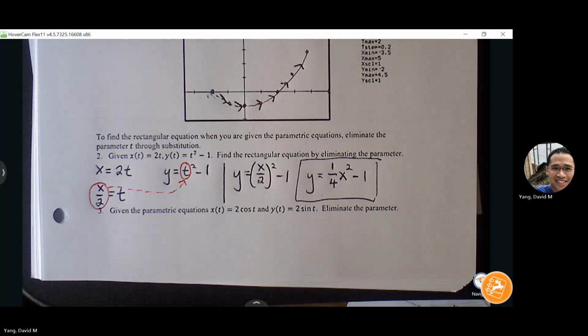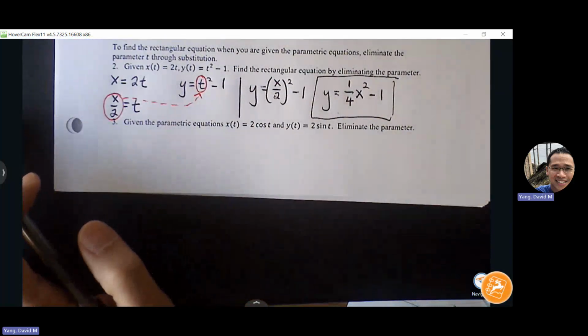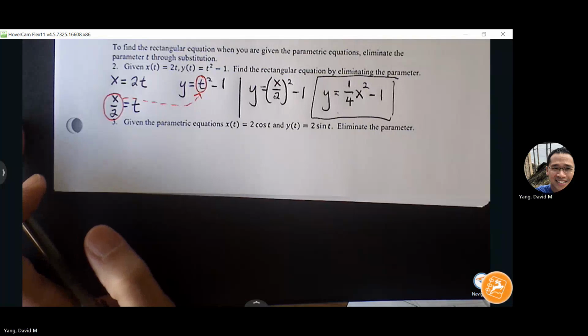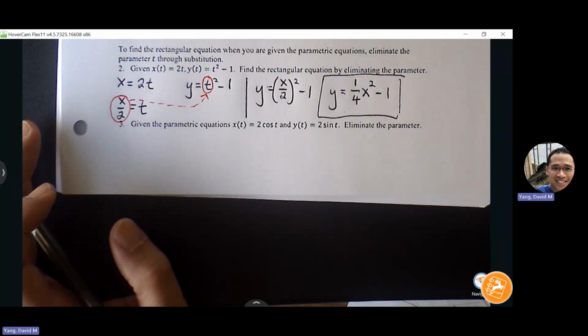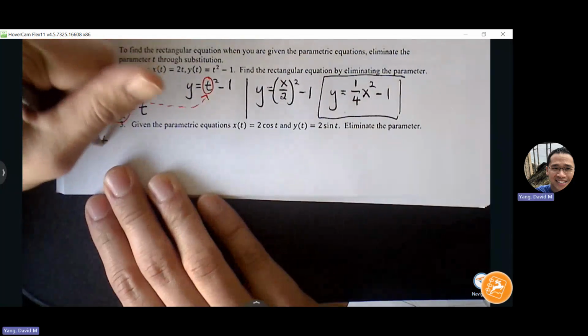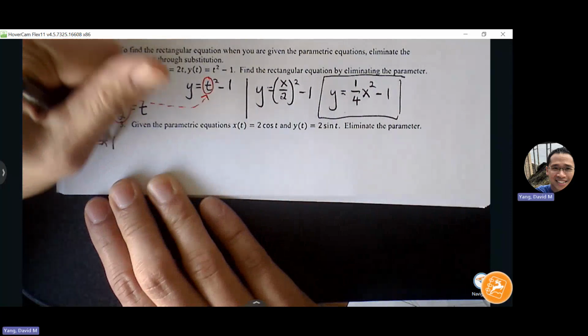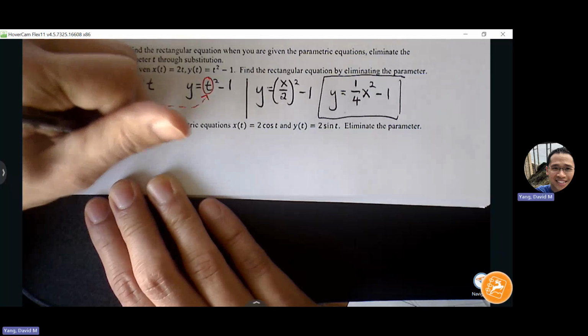Okay, number 2. Given the parametric equation x equals 2 cosine t and y equals 2 sine t, we're going to try to eliminate the parameter and get everything in terms of x and y eventually. Okay, so something useful for us to recall is that we have a Pythagorean identity that can help us with this.